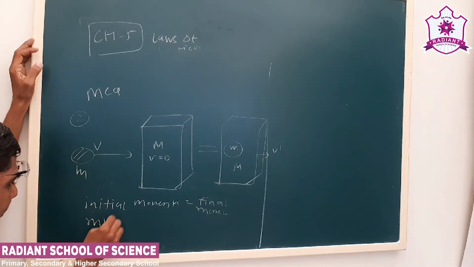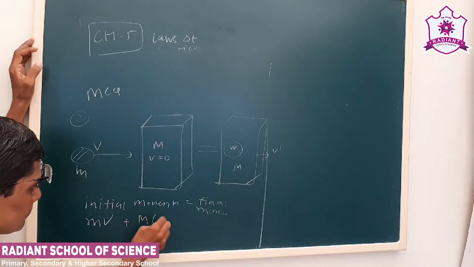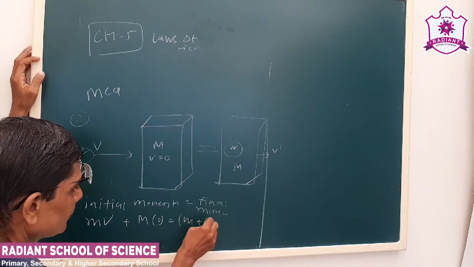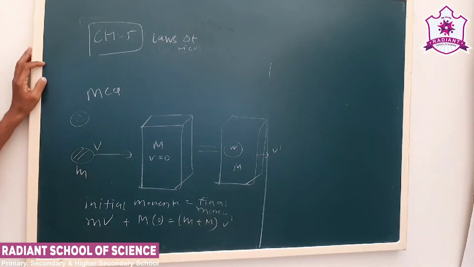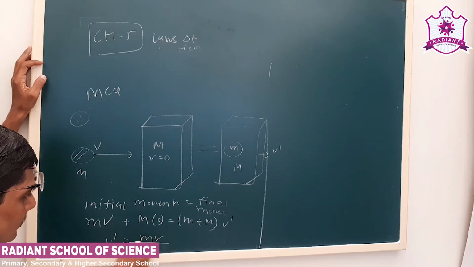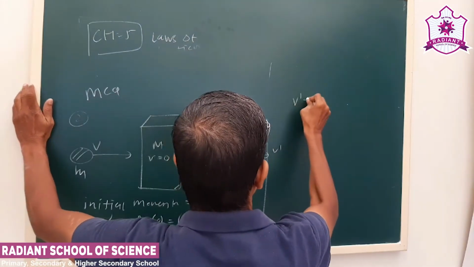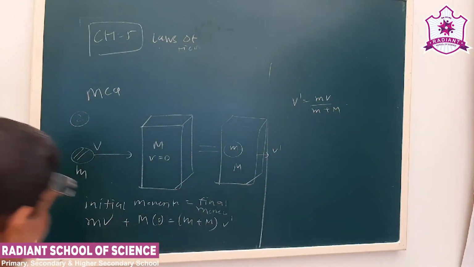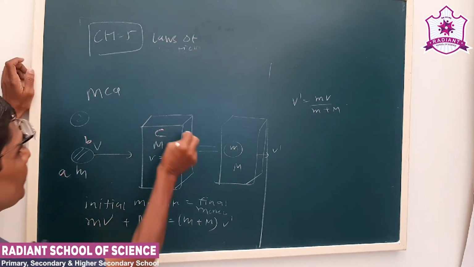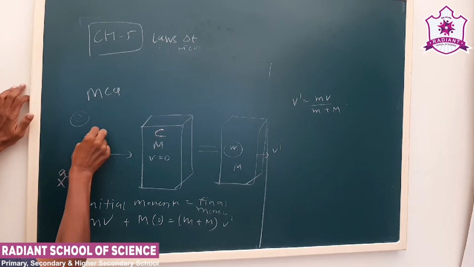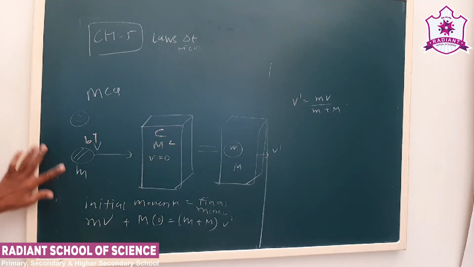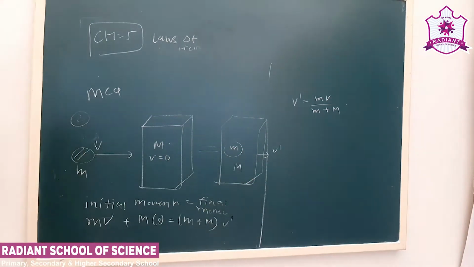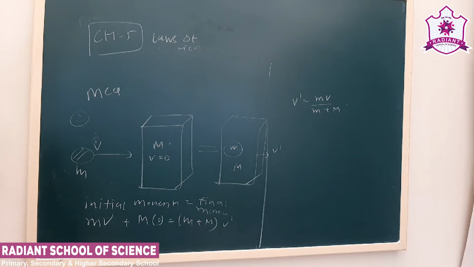Now see, initial momentum is m into v plus M into 0, since the velocity of the block is 0. After collision, they move with the combined mass, and let us say the velocity is v dash. So v dash will be mv upon (m plus M). Okay, sometimes they can change the data. Let us say they say A, B, and C, or X, Y, and Z. We can solve by the same method, that is, we have to use the law of conservation of linear momentum.